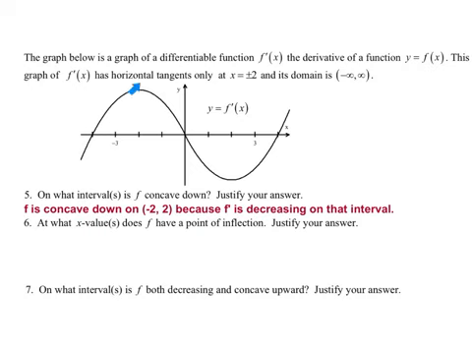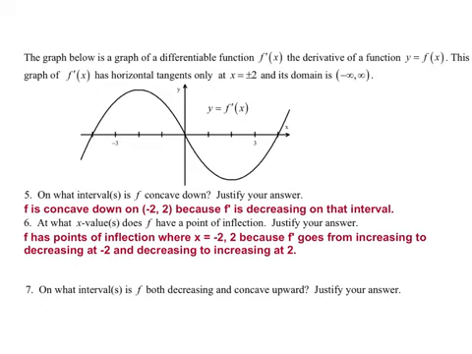Since we know we're concave down from here to here, it's the same kind of idea. We're going from increasing to decreasing or decreasing to increasing, and that's where we can tell we'll have a point of inflection. Not about the x-axis. Increasing to decreasing, decreasing to increasing. So here's the one way to explain it.